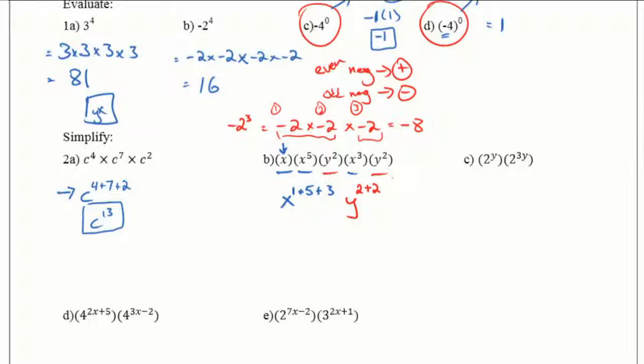And Belle, I saw your question there. I'll get to that just in a second here. I'll finish this one off. X to the 6 plus 3 is 9. And then I have y to the 4. And that is it. Simplifying that down as far as I can go.